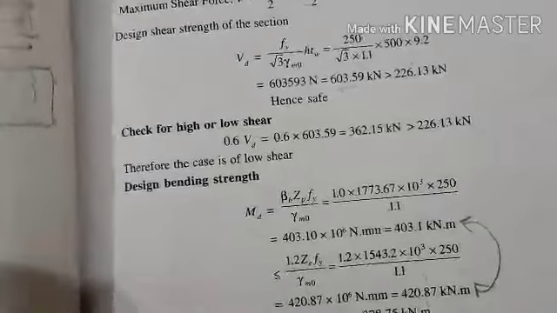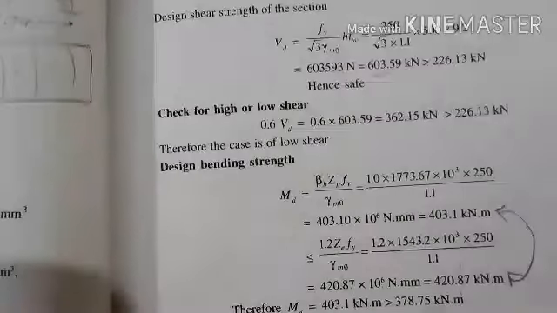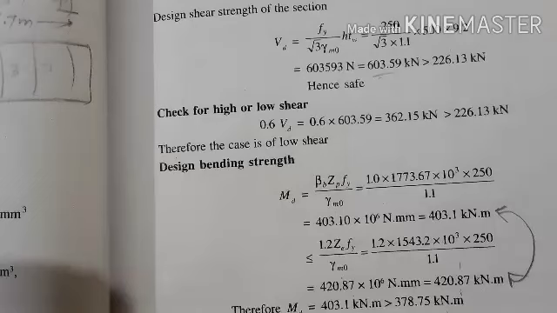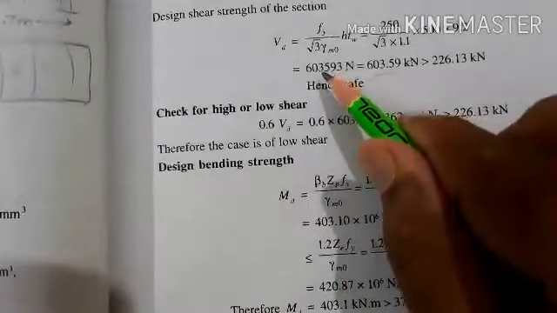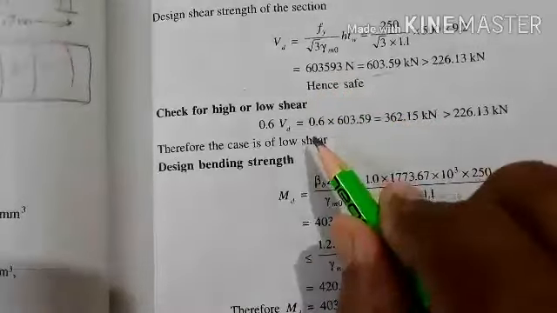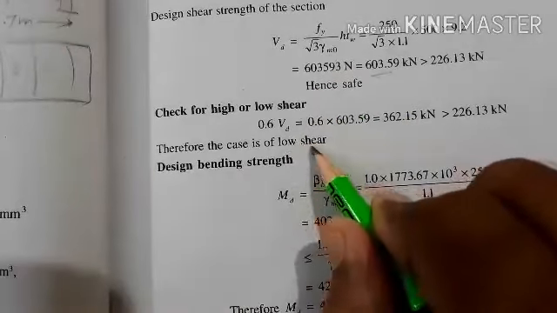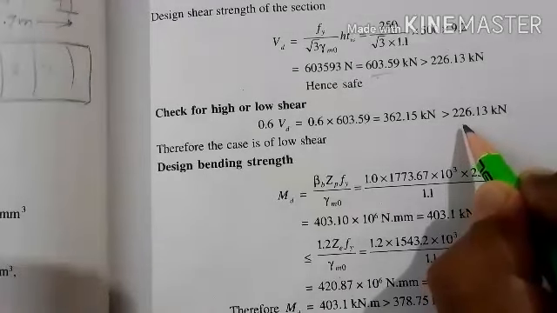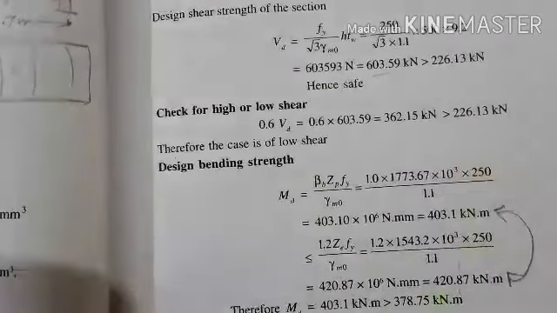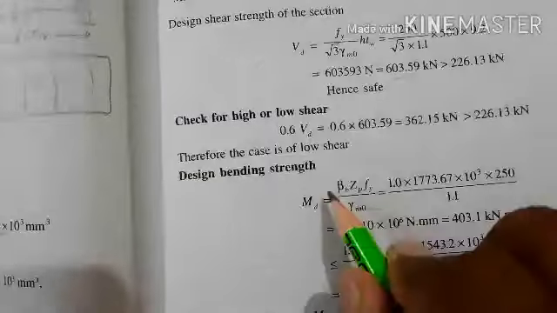Then the next check is whether the chosen section is lying in high shear or low shear. For that you have to take 60% of the design shear. When we calculate 60% of the design shear, we get 362.15 kilonewton, which is greater than 226.13 kilonewton. Therefore the case is of low shear.